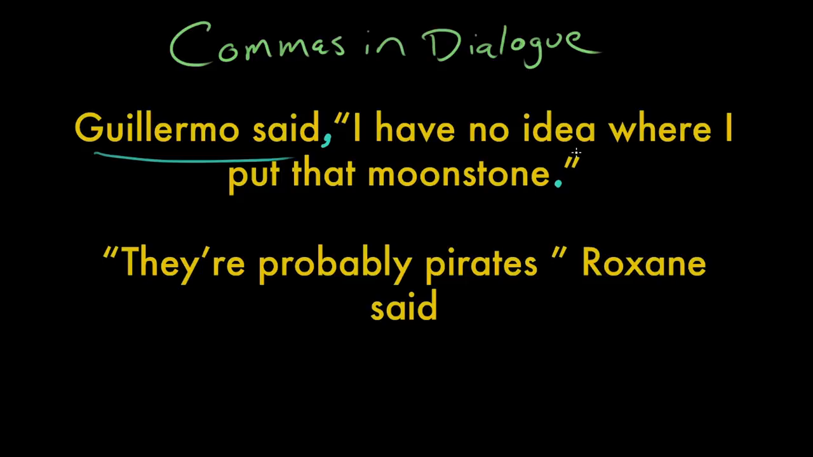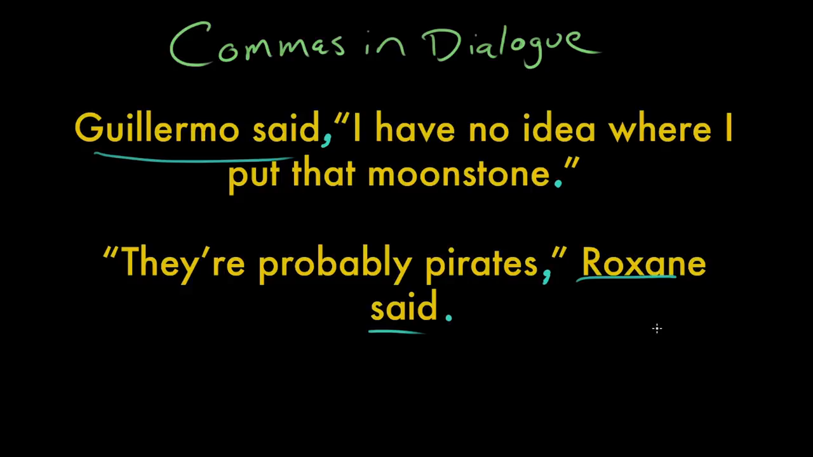However, sentence number 2: "They're probably pirates," Roxanne said. Here, since we're putting the dialogue tag after the reported speech, if this were otherwise going to be a period, we're going to put a comma here. "They're probably pirates," comma, Roxanne said, period. And why is this? It's because we're trying to separate between the reported speech and the dialogue tag itself.